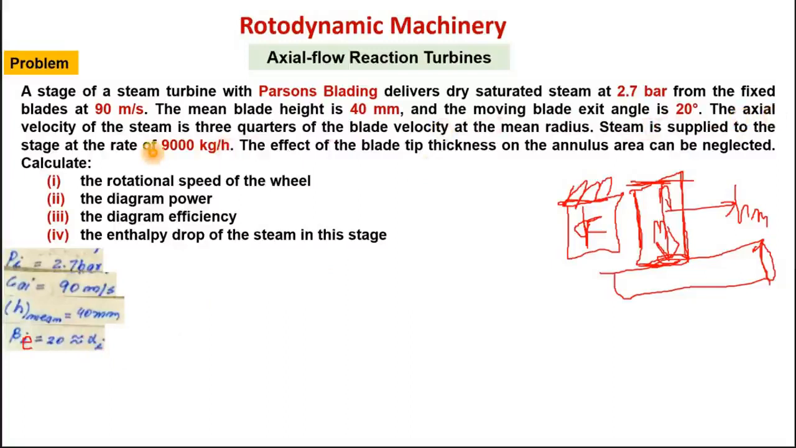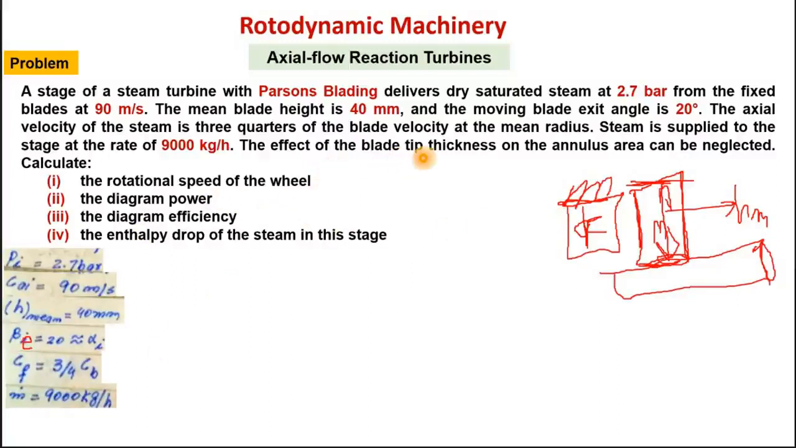The axial velocity of the steam is 3/4 of the blade velocity at the mean radius. So the axial velocity of the steam, which is represented by CF, and that is 3/4 of blade velocity. It means CF is equal to 3/4 of CB. Steam is supplied to the stage at a rate of 9,000 kilograms per hour. So the steam which is flowing through this fixed and moving blades, its mass flow rate is 9,000 kilograms per hour. So m dot is given.